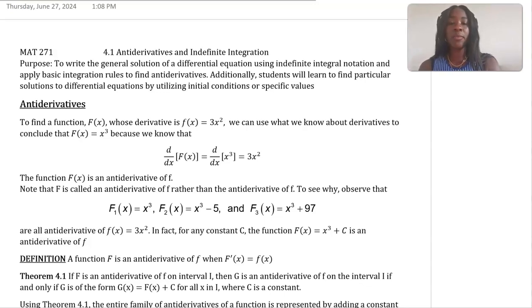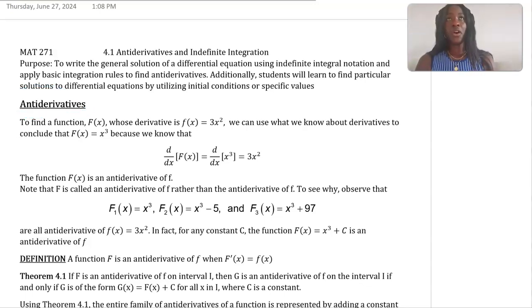We also want to be able to use indefinite integral notation, and we're going to learn some basic integration rules, and we'll combine those two things together to be able to find not derivatives, but now antiderivatives, the opposite of derivatives. And then finally, we will learn how to find the particular solutions to differential equations, and we will find that using initial conditions or different specific values that were given to us. So we start our conversation with antiderivatives.